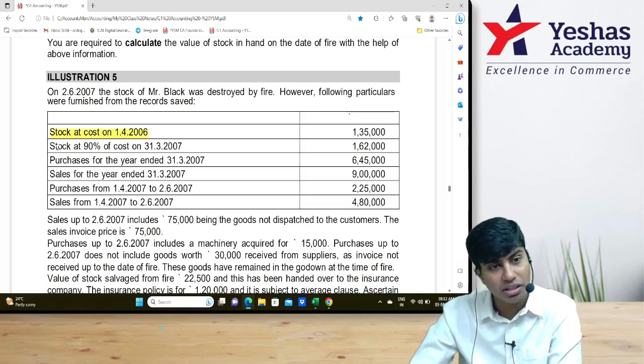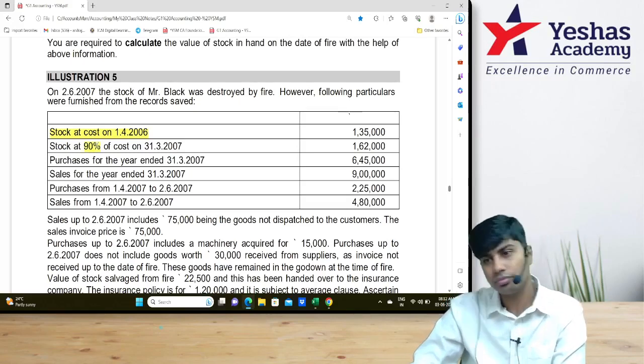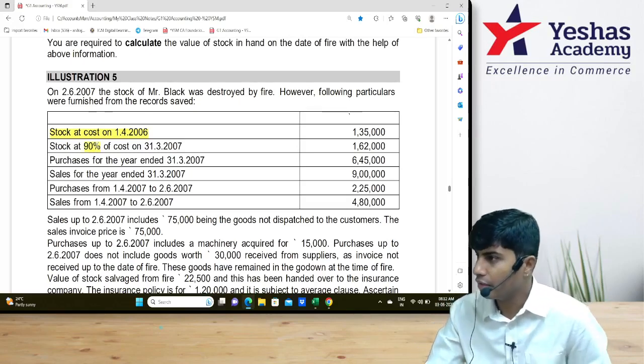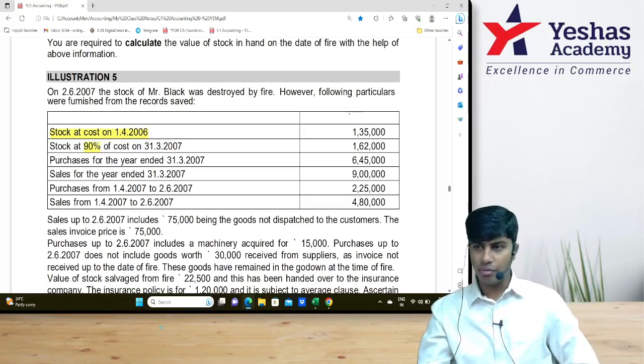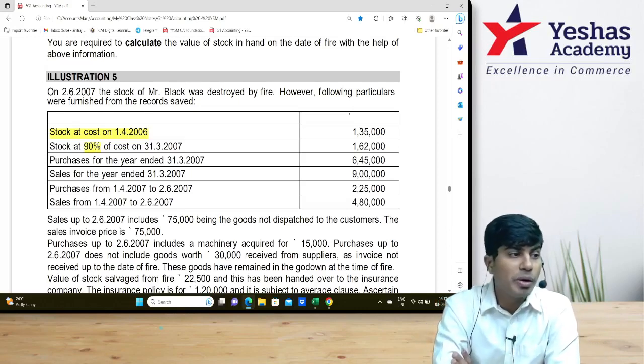1,62,000 is 90%. You should adjust it to 100%, 1,80,000. Are you getting it? So when we take it in our memorandum trading account, what is the value that we should write? 1,80,000. This will become the opening stock.